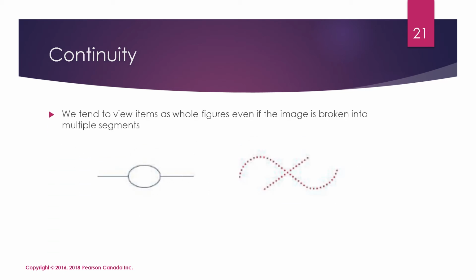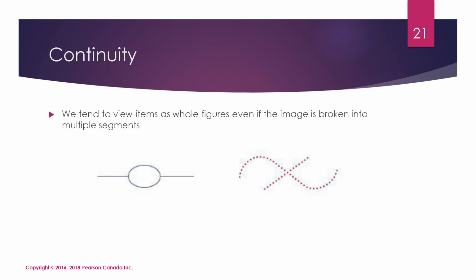For continuity, we tend to view items as whole figures, even if the image is broken into multiple segments. So for example, a lot of people would say for this first picture here that they perceive it as a line that keeps continuing, that passes behind the oval. Most people don't see it as a line and then a curved line and then a straight line again. They see it as an oval sitting in front of a line. So we perceive it as continuing on behind the oval, even though we have no proof of that.